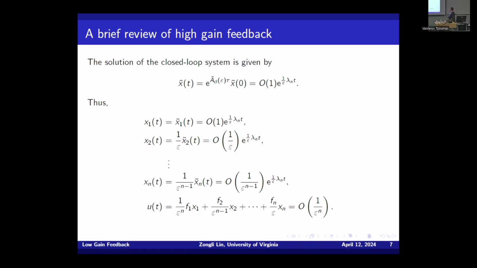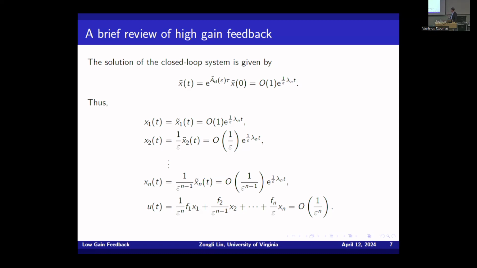Now we look at the second state. Okay, we have peaking. The first state, there's no peaking. And the next state, the third state, then we have 1 over epsilon squared, then peak even higher, right? And the last state here, you peak to the power of epsilon to the n minus 1. So that we have the highest peaking, right? So the longer the chain of integrators is, the higher it peaks, right? And this is the peaking phenomenon.